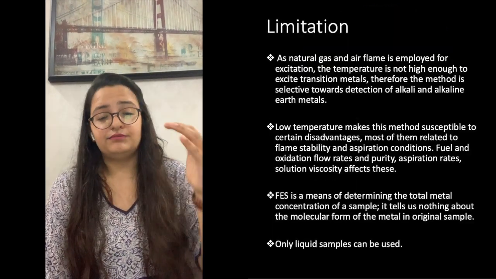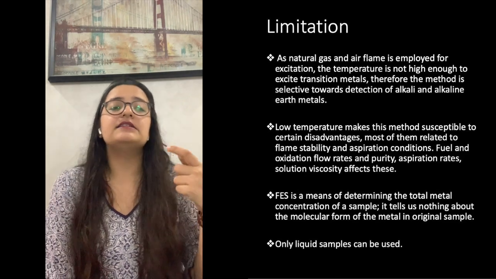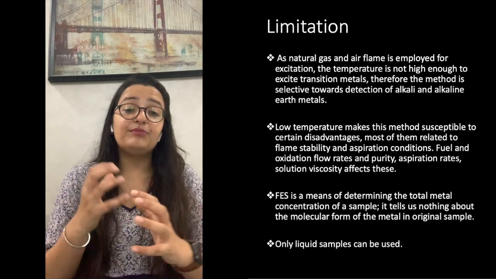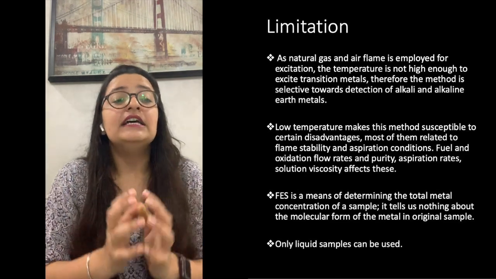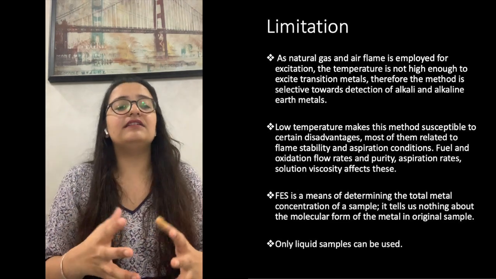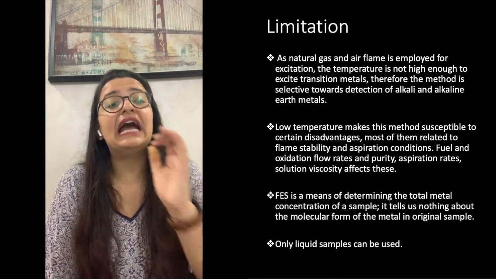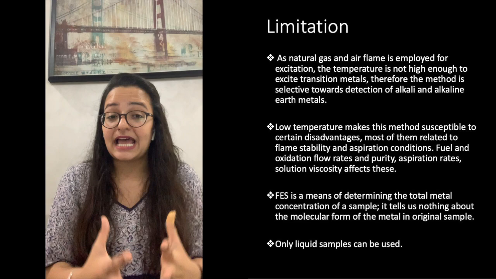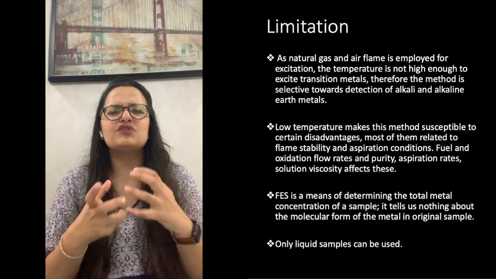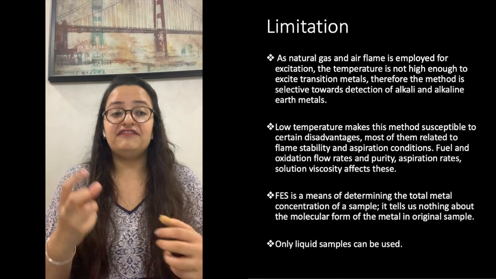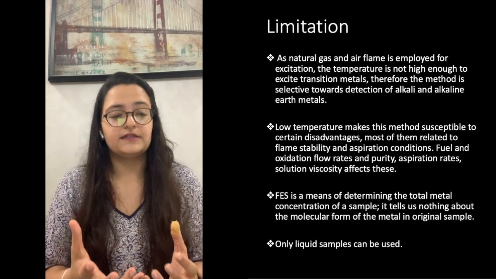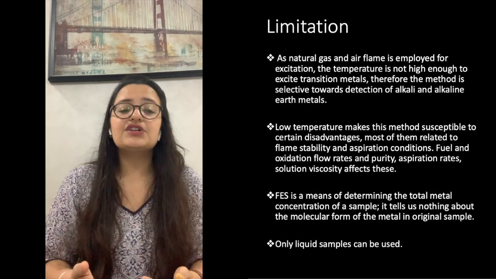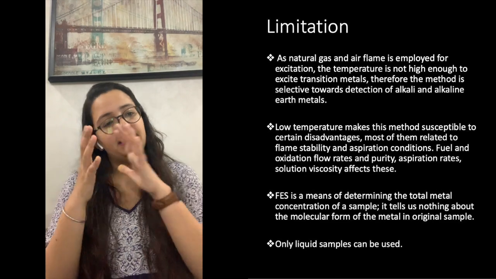Limitations of flame emission spectroscopy: a natural gas and air flame is employed for the excitation, and the temperature is not high enough to excite the transition metals, so the method is selective towards the detection of alkali and alkaline earth metals only. The low temperature makes this method susceptible to certain disadvantages, most of them relatable to flame stability and aspiration conditions. Fuel and oxidant flow rates and purity, aspiration rates, and solution viscosity all affect this.